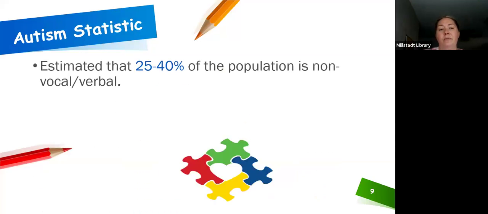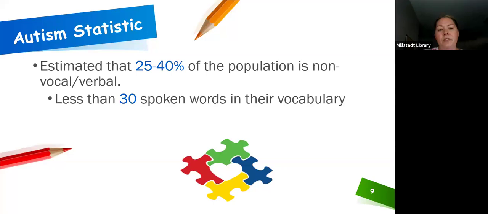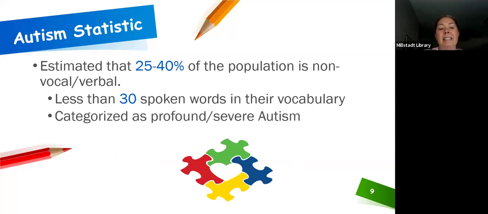Here are some statistics for autism and language development. It is estimated that 25 to 40% of the population diagnosed with autism is considered non-vocal or non-verbal. What that means is there are less than 30 spoken words in that person's vocabulary, and that is categorized as profound or severe autism. And just as of 2018, 1 in 68 individuals have been diagnosed with autism.